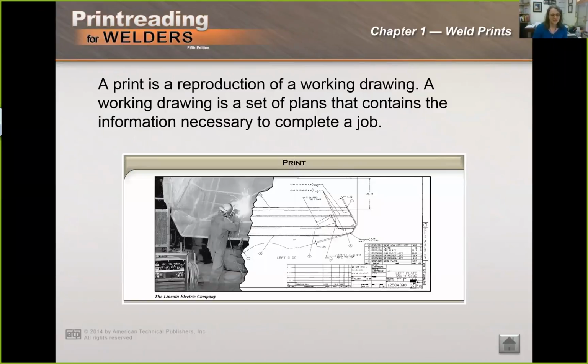So a print is what most of us see when we get a drawing. A print is a reproduction of a working drawing. And a working drawing can be more than one document. It's a set of plans that contains information necessary to complete a job. It can be multiple sheets, multiple prints, or, like I said, what we think of as drawings, but they're actually prints. And a specification is a document that supplements the working drawings with written instructions, giving information beyond what's just included in the drawing.